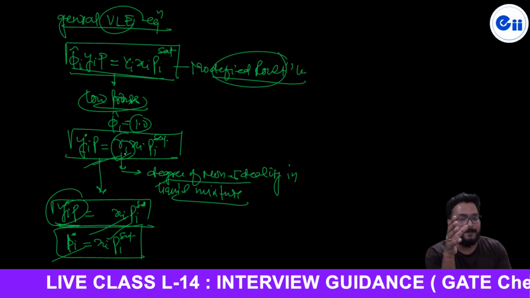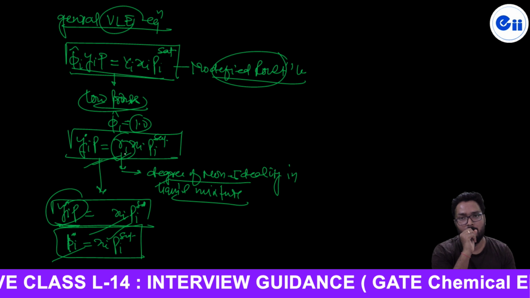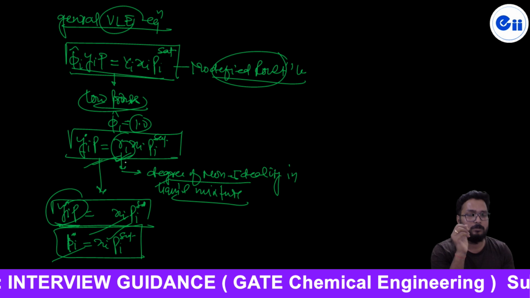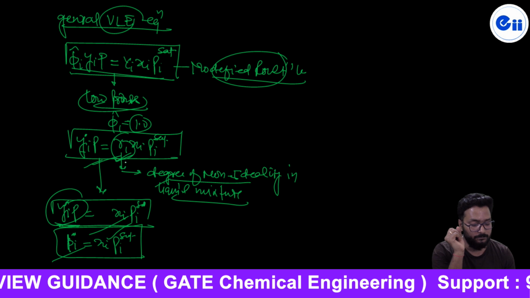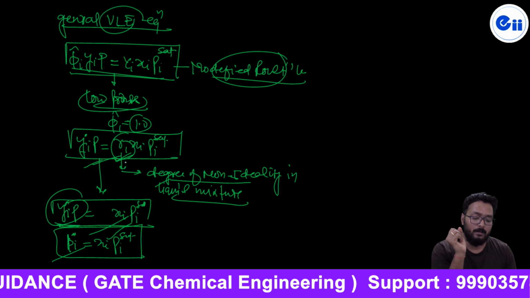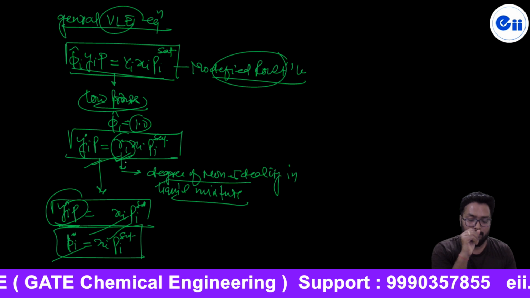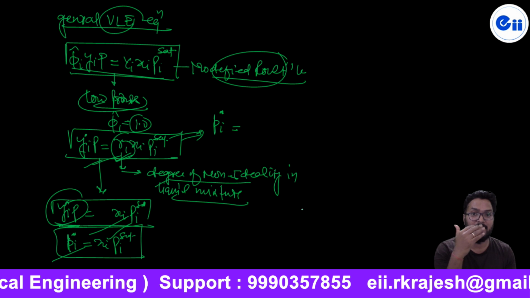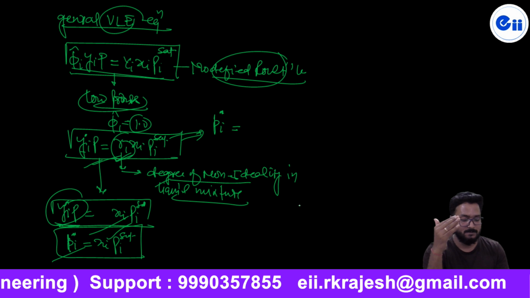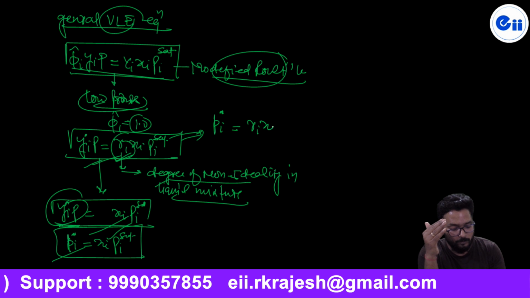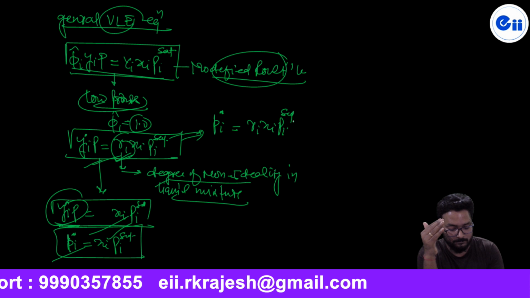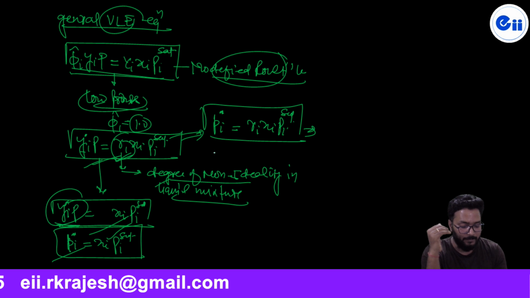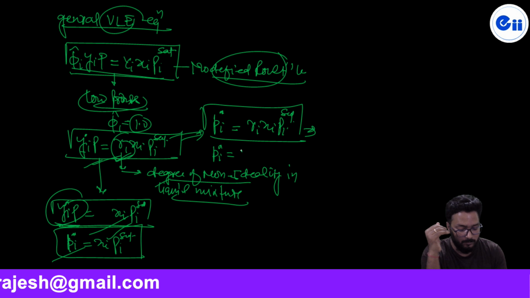But in general, what happens? The liquid will behave as a non-ideal liquid solution. If the liquid behaves as a non-ideal solution, then in order to account for those non-idealities in the liquid, we are going to use the term activity coefficient. And my dear student, from this equation we have observed that Pi star, the equilibrium partial pressure of species i in the vapor phase, is equal to gamma i into xi into Pi sat. It is modified, and from the ideal condition, Pi star equals xi into Pi sat.